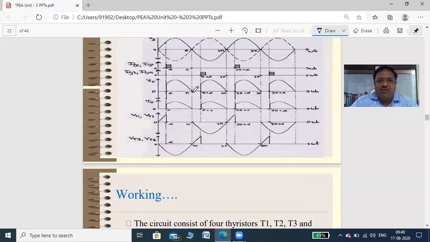So this is called alpha, alpha to pi, then pi plus alpha to 2 pi, plus alpha to 3 pi, and so on. So as you increase alpha, the average DC voltage decreases. As you decrease alpha, the average DC voltage increases. This is the current I0, which is a discontinuous current. So the waveform number 4 is the output voltage, fifth is the output current, 6 is VT1 and VT2.